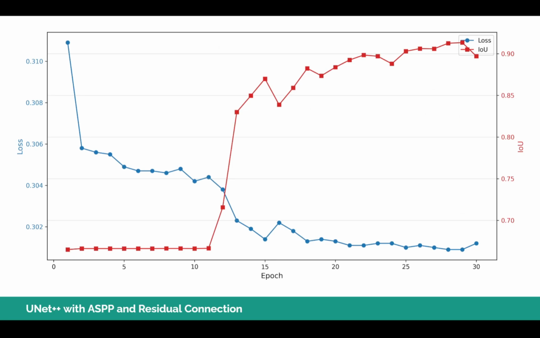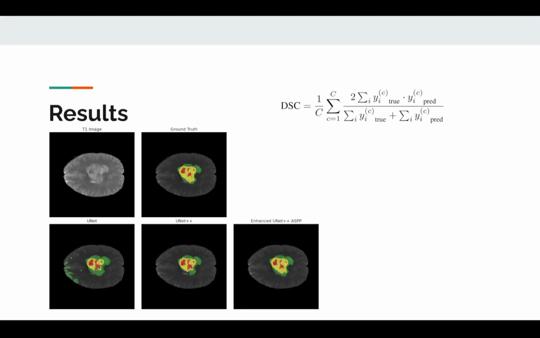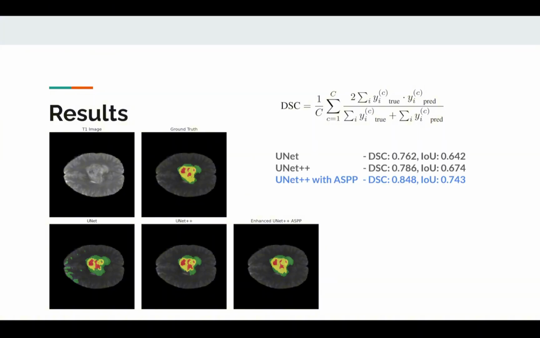And the results were incredible. For evaluation, we use the Dice similarity coefficient to record how different our segmentation is from the ground truth while considering class imbalance in segmentation. UNet has a Dice score of 0.76, while UNet++ is doing a little better with 0.78, and our implementation with UNet++ and ASPP has a Dice similarity coefficient of 0.848, which is much higher than both of the previous models.